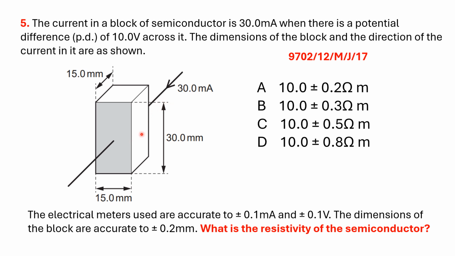This question also provides the uncertainty of the voltmeter as 0.1 volts, the uncertainty of the ammeter, which is 0.1 milliamps, and the uncertainty of the length, which is 0.2 millimeter. After all that, it is asking what is the resistivity of this block semiconductor. And here are the options. So I'm going to explain step by step how to solve this question.